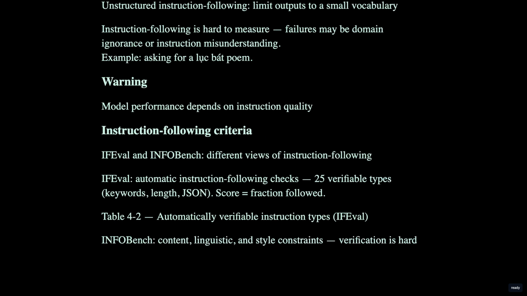INFObench, Chen et al., 2024, broadens instruction following tests to include content constraints, e.g., discuss only climate change, linguistic guidelines, e.g., use Victorian English, and style rules, e.g., use a respectful tone. These requirements are often subjective and context-dependent, so automatically verifying them, for example, whether text is truly appropriate for a young audience, usually needs human judgment or carefully designed task-specific checks.